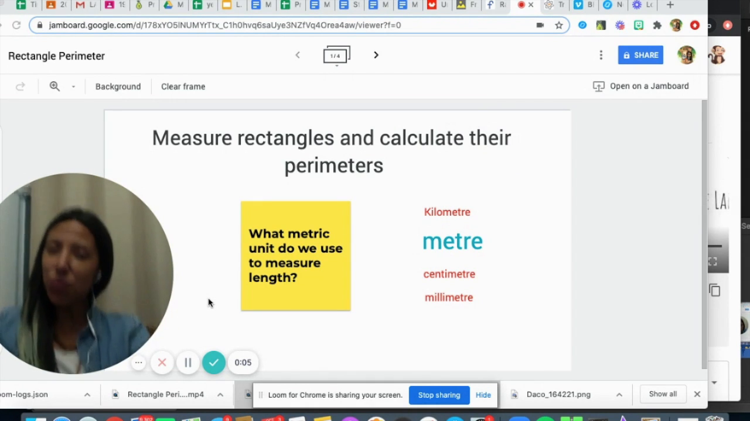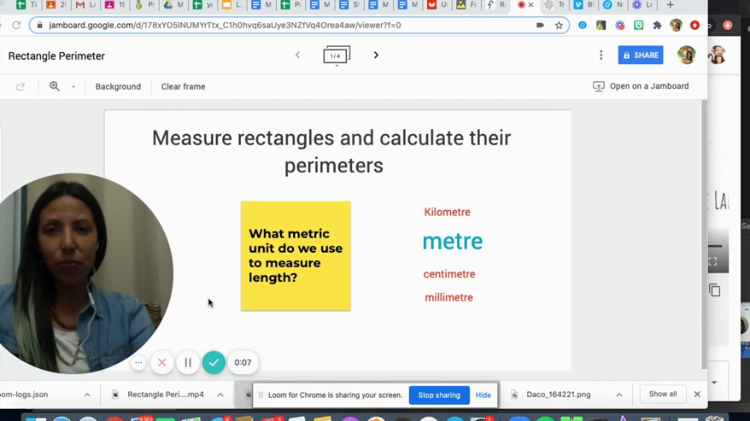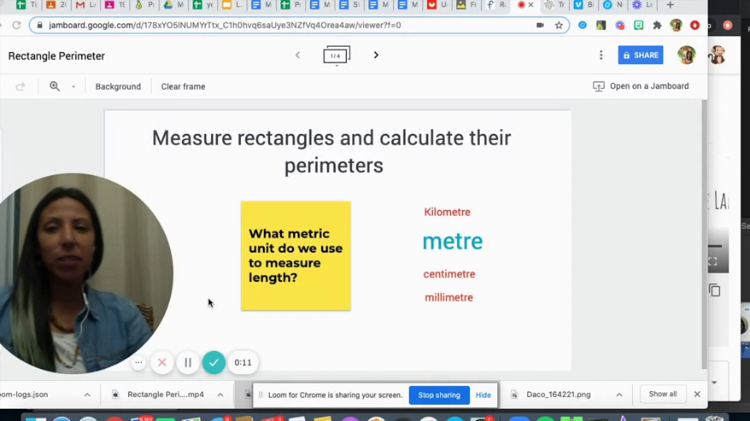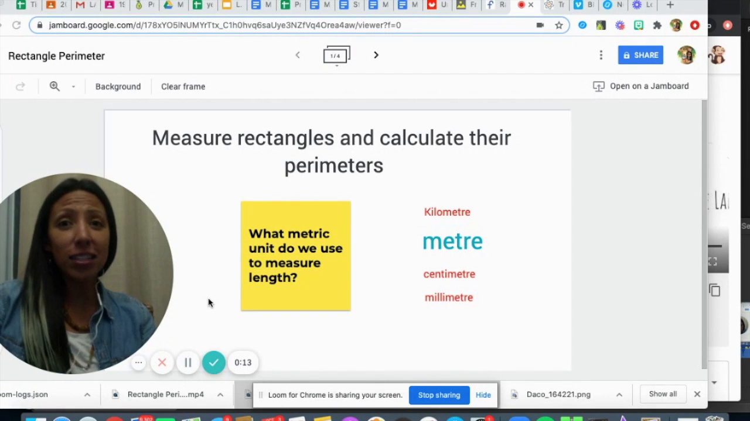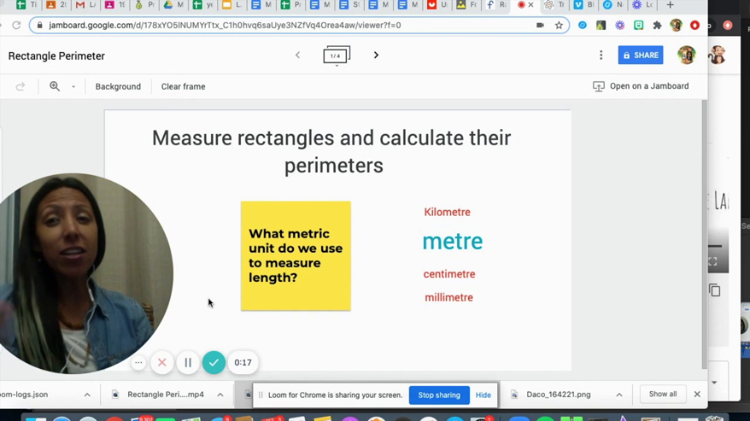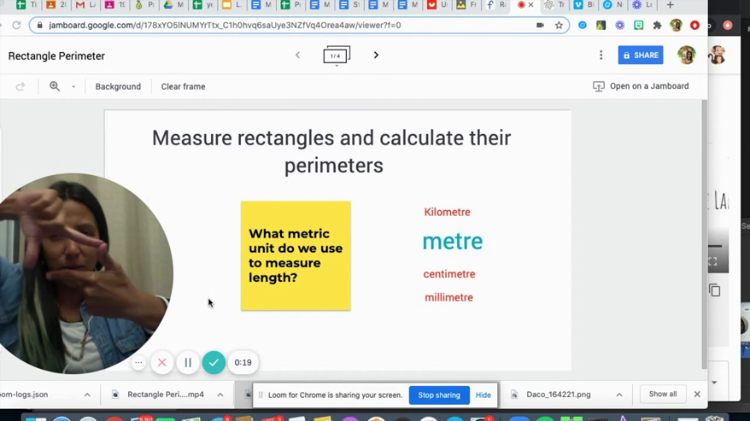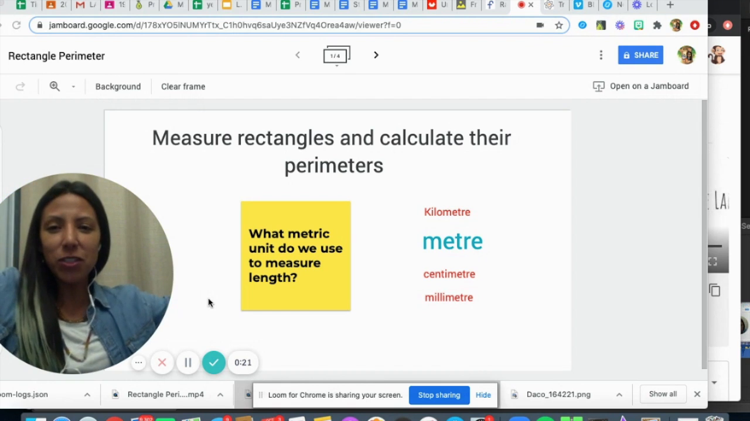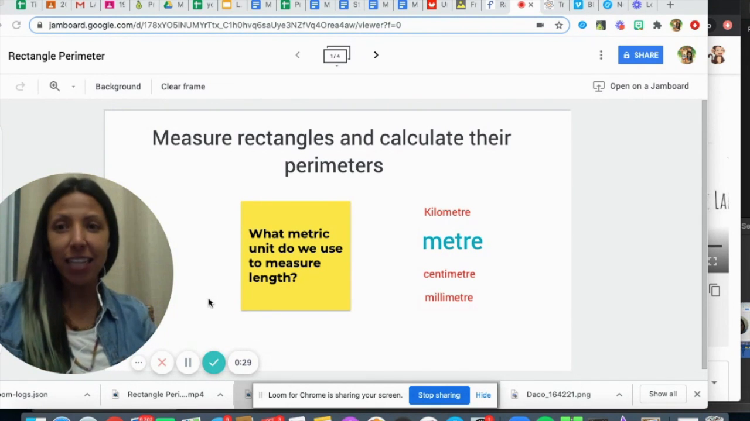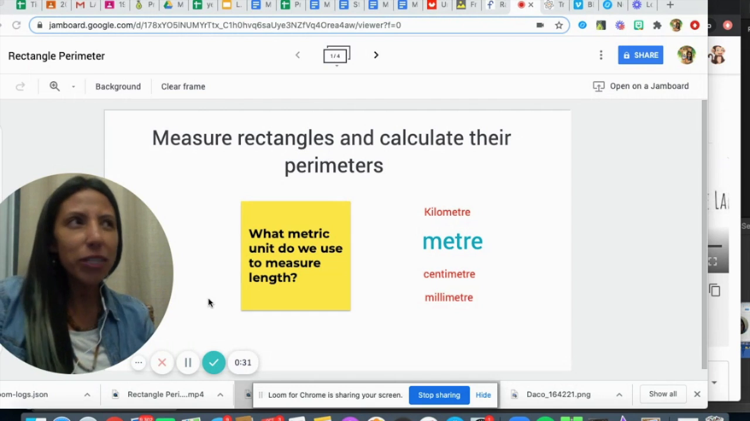And today we're going to go through perimeters again because I noticed there were a few misconceptions on this topic. So let's start from the very basic. If we are going to measure rectangles, what metric unit do we use? So we want to measure the length of a rectangle, right? And the width. What do we use?